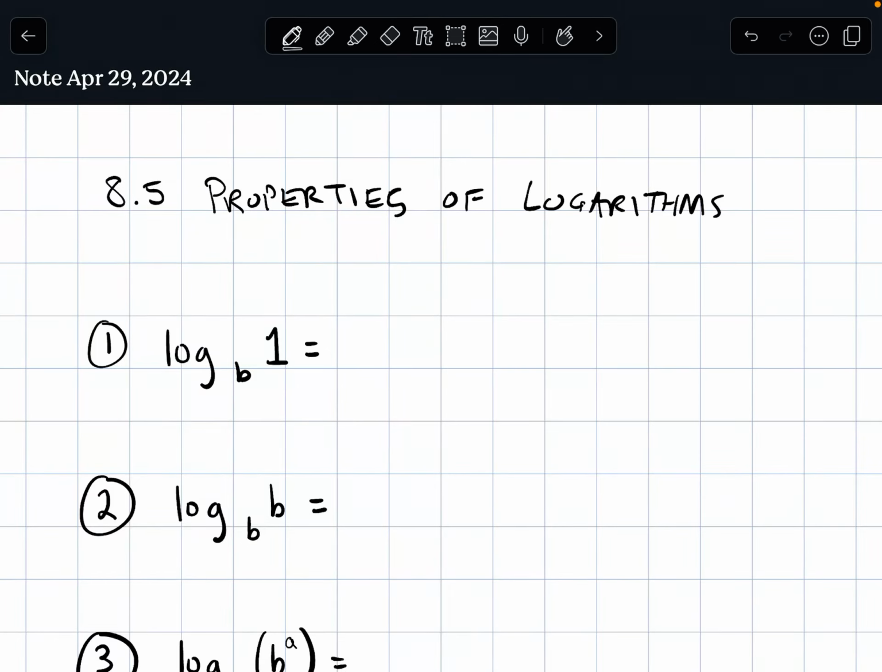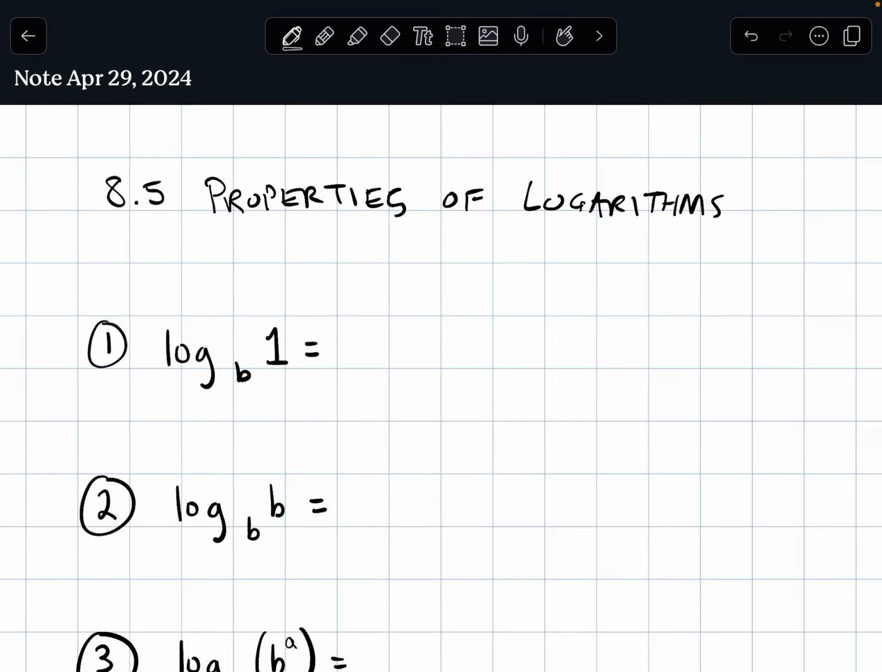All right, so here in section 8.5, we're talking about properties of logarithms. Now, some of these we already know, some of these we're going to learn for the first time. In class, we're going to go more over how these are true and why we know these are true. But for right now, I just want to introduce you to these properties. All right, so for some of these we can figure out ourselves, like the first couple of them.